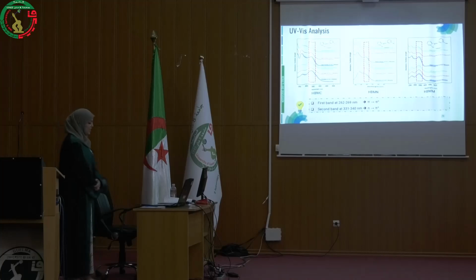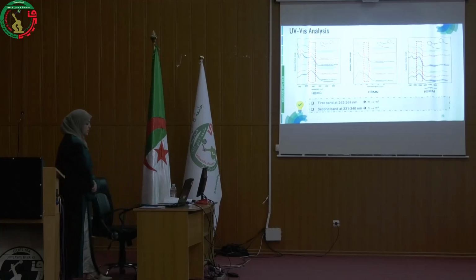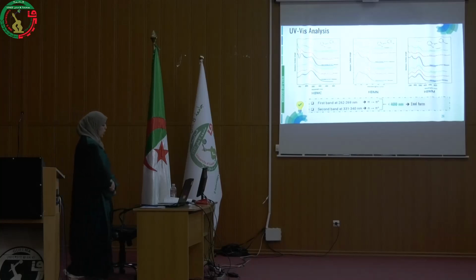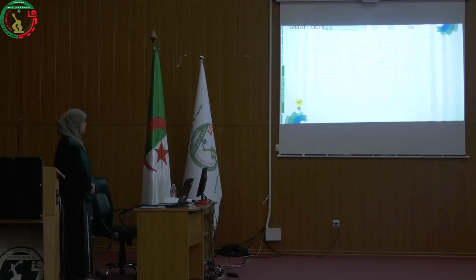These transitions are consistent with the presence of the azomethine group and aromatic rings. The spectra consistently show absorption bands below 400 nanometers, which indicates the dominance of the enol tautomer. These findings align well with the theoretical calculations.